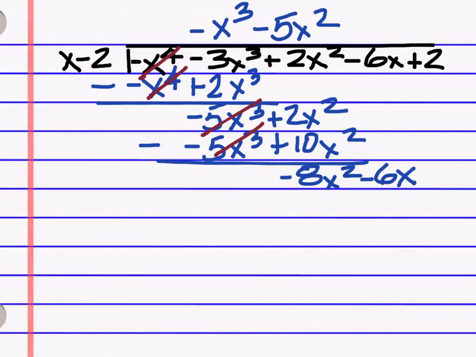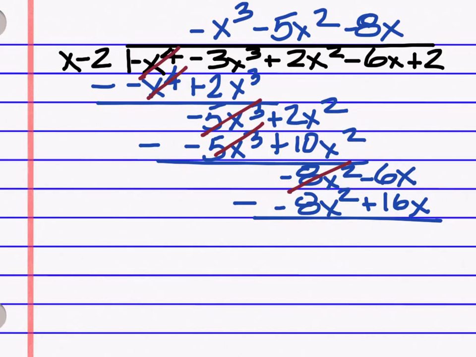Yeah, I'd have to multiply by a negative 8x on this to get this. So a negative 8x there will give me a negative 8x squared here, and plus 16x because I multiplied this by this. So when I go through to subtract, this is gone, and I have negative 6x minus 16x, which would be a negative 22x.